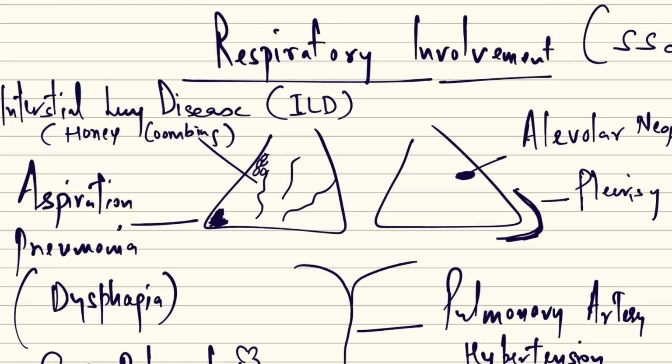Now let us see the respiratory system involvement in systemic sclerosis. When the respiratory system is involved, the morbidity and mortality of systemic sclerosis increases. Because of dysphagia, they are prone to aspiration pneumonia. They usually have interstitial lung disease, and you will find honeycombing on chest X-ray. You will also see pleurisy, and there is an increased risk of alveolar neoplasms. Even in 10% to 15% of cases, you find pulmonary artery hypertension. And in later stages, you will also find cor pulmonale.